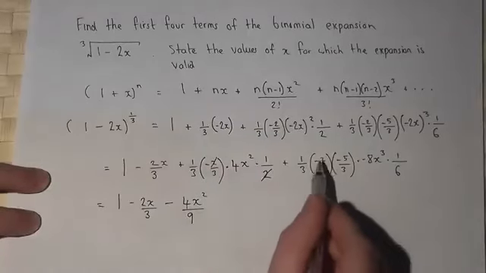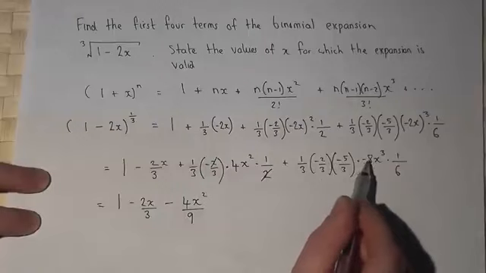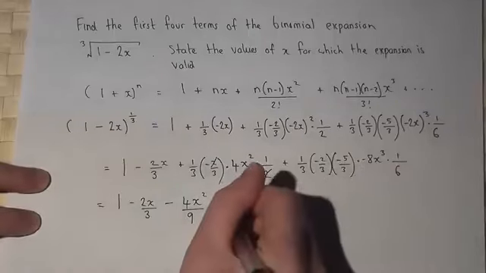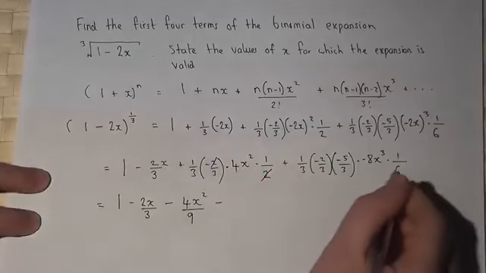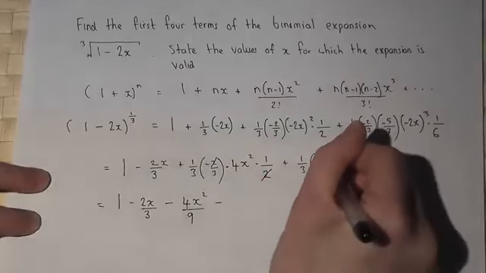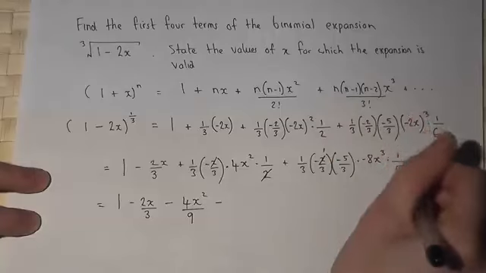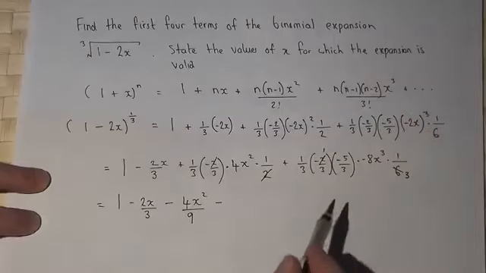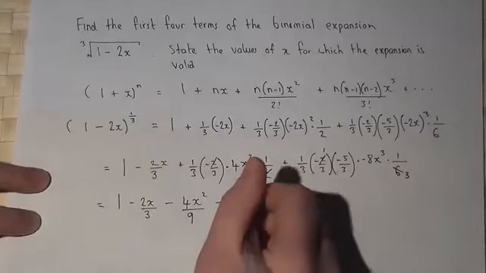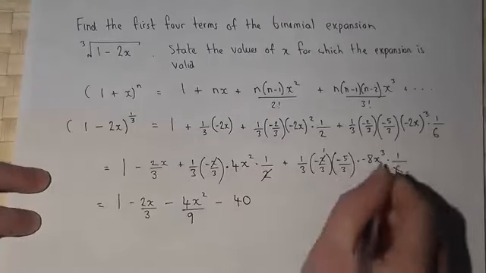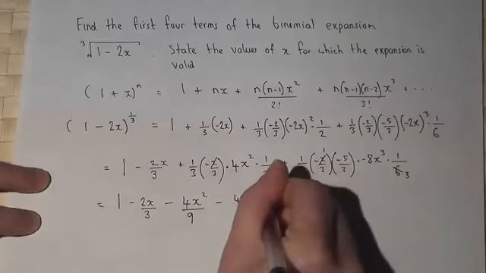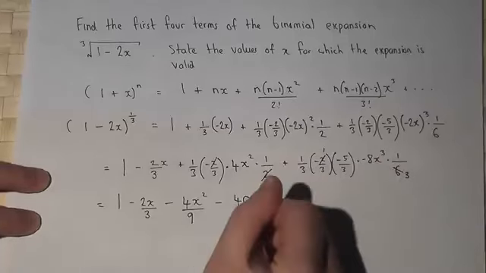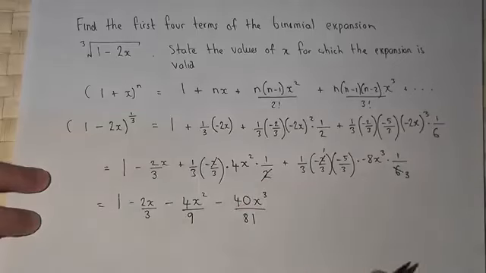The fourth term, there's 1, 2, 3 negatives. Well, 2 negatives goes positive, there's a third negative, so it stays negative. I've got a 6 here and a 2. So that 2 can cancel down with the 6 to give a third. And then 5 times 8 is 40. x cubed. And then 3 times 3 times 3 times 3 is 81.